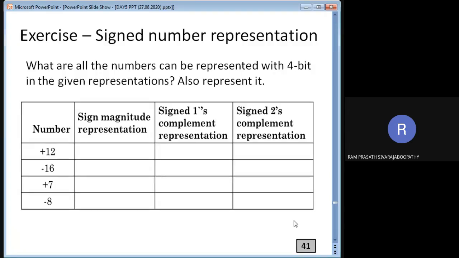Note down the exercise, take a snapshot. Kindly take a snapshot of this.